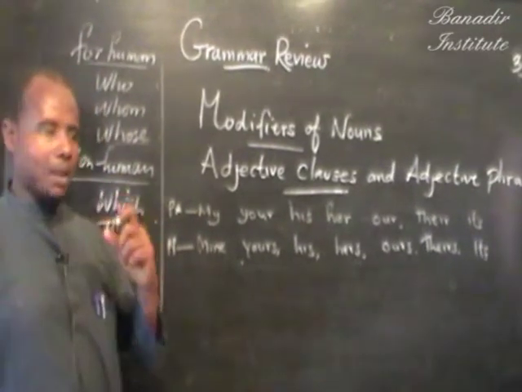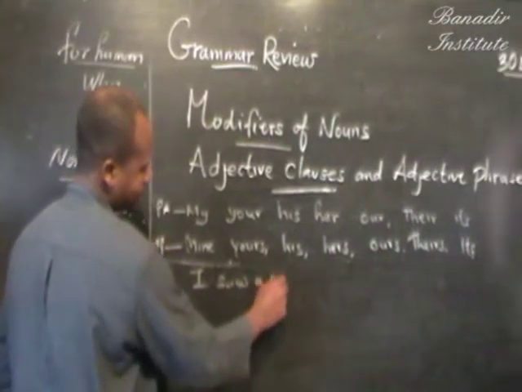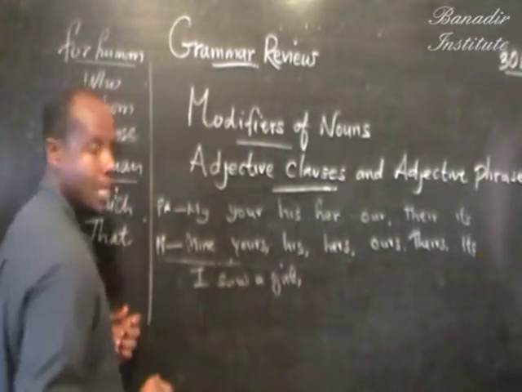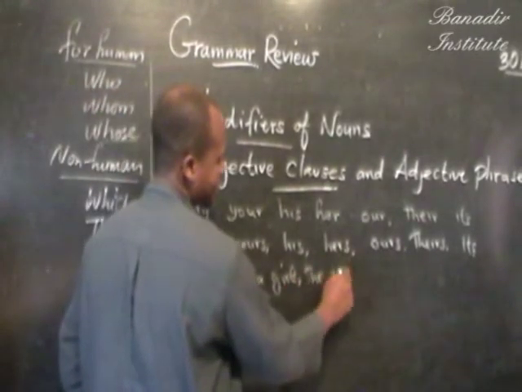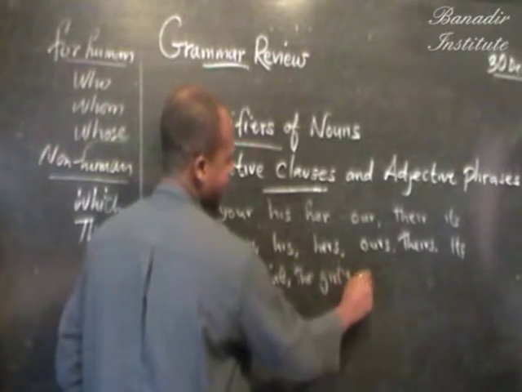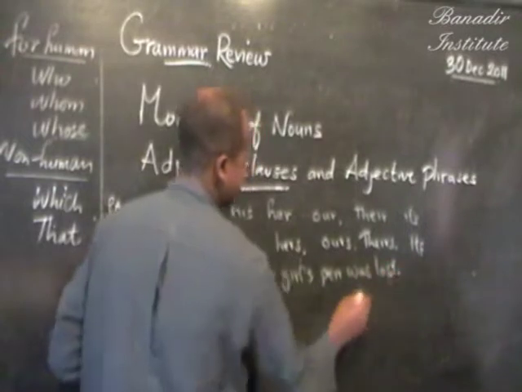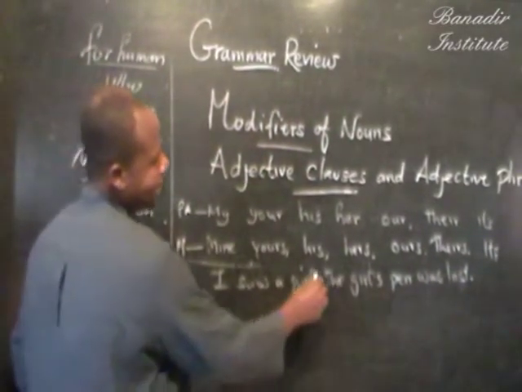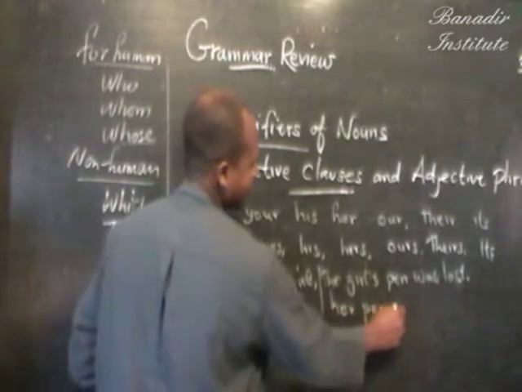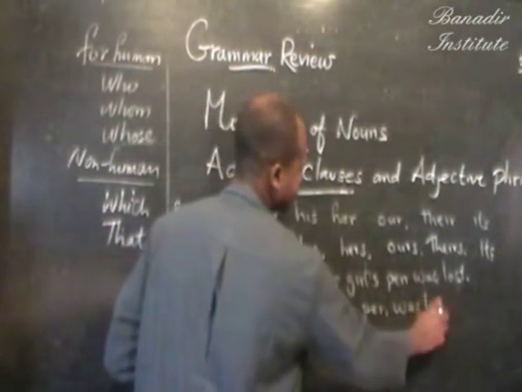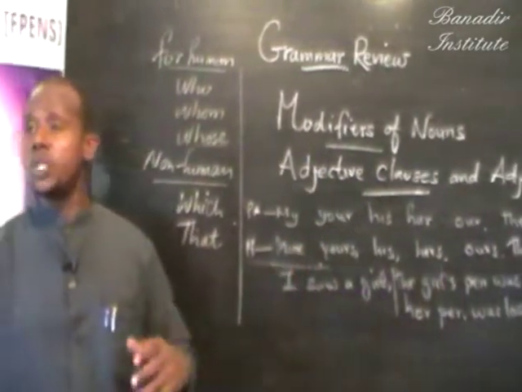Okay, look here on the blackboard. I saw a girl. Okay, the girl's pen was lost. Here it means I saw a girl, her pen was lost. I saw a girl yesterday. Which girl?